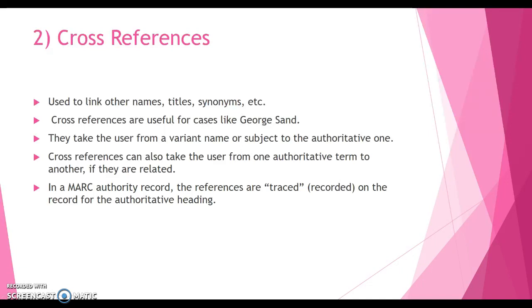They can also take the user from one authoritative term to another if they're related. So those authority control headings could take you from one authoritative term to another one that are related or in the same category, that sort of thing. And in a MARC authority record, the references are traced, which I took to mean recorded, on the record for the authoritative heading.